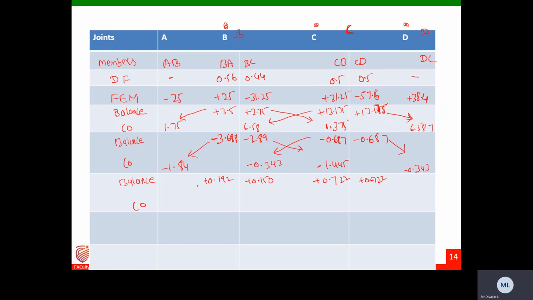And carry over. Let us do the carryover. Half of the moment here, half of the moment here, half of the moment here will be carried there. Now this will be 0.096. Then here, this is 0.075, and this will be 0.361, and this will be 0.361. Now once again do the balance.